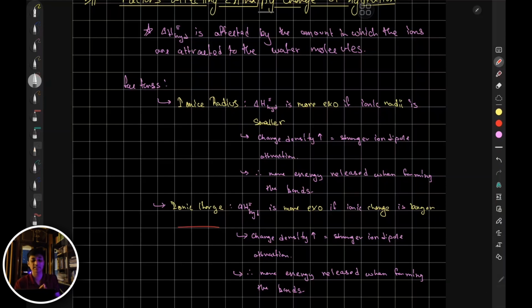For ionic radius, what happens is, let's say in both cases, the charge is +1 and +1. One is huge, one is small. For the huge one, the +1 charge is distributed over a larger area, making the charge density far smaller. In case of the smaller radius, the charge density is higher, since that +1 charge is distributed over a smaller area. Great. So del H hydration is more exothermic if the ionic radius is smaller, meaning charge density is greater, giving you stronger ion-dipole attraction. So as a result, more energy is released when forming the bonds if the radius is smaller.